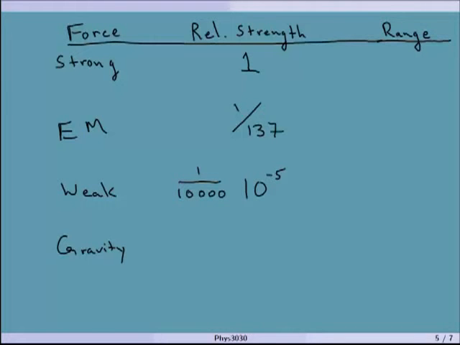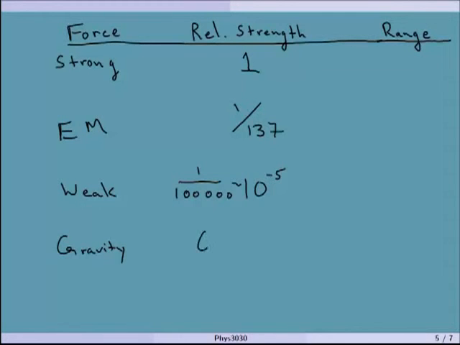10,000? Let's see. 1, 2, 3. 1, 2, 3, 4. Nope. 100,000. 100,000. So 1 over 100,000. That's the strength of the weak interaction. And then gravity has a force that is even smaller than that, right?